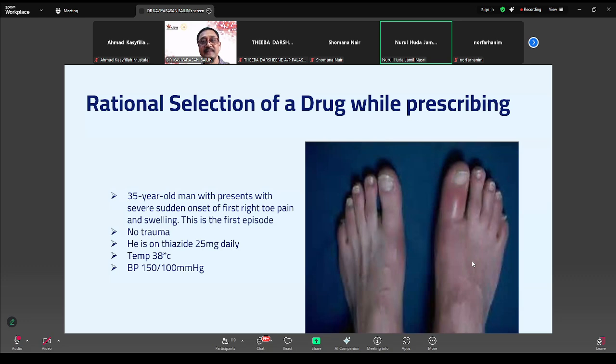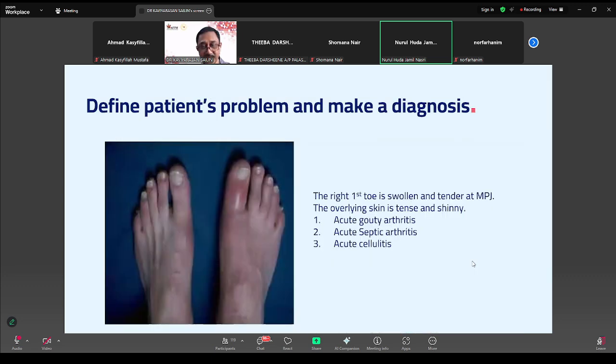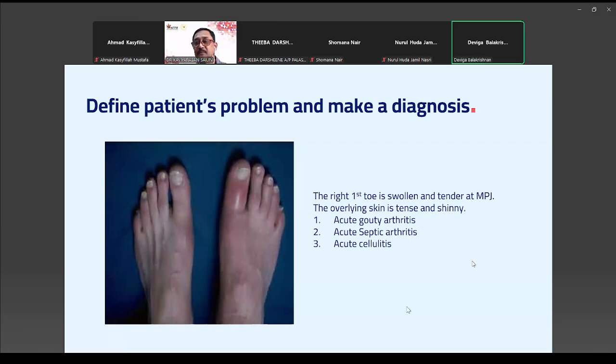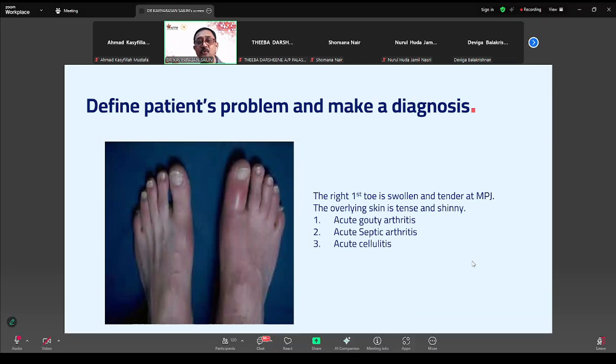My differential diagnosis would be septic arthritis, trauma, acute cellulitis. Okay, so these are the three things there. So most likely diagnosis you are thinking is, Devika, what is the most likely diagnosis in this patient? My diagnosis will be acute gouty arthritis secondary to the BP medication, which is the thiazide.